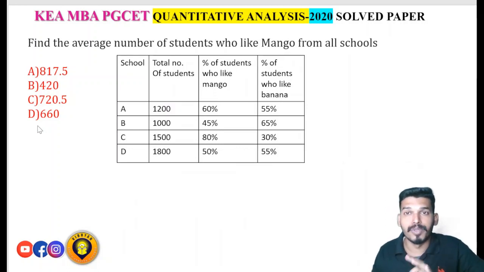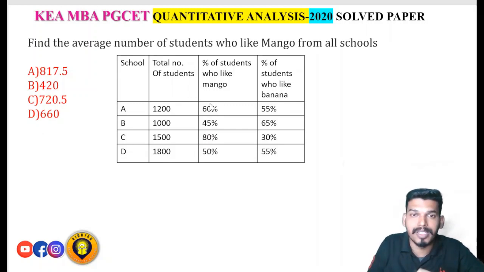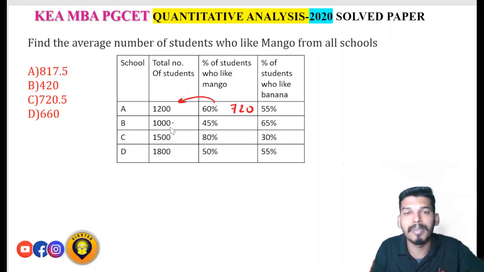Find the average number of students who like mango from all schools. 60% of 1200, how much is it? 720. 45% of 1000. You should be fast in the calculation also. 45% of 1000 is 50% minus 5%. 50% is 500 and 5% is 50. 500 minus 50, 450, like that. You can do this directly: 45% of 1000 is 450.